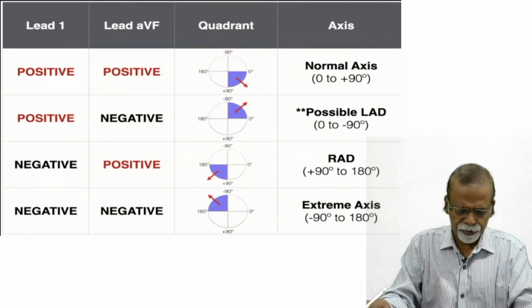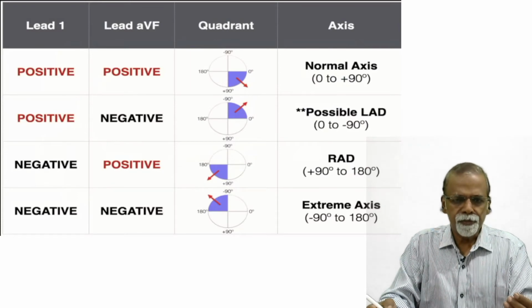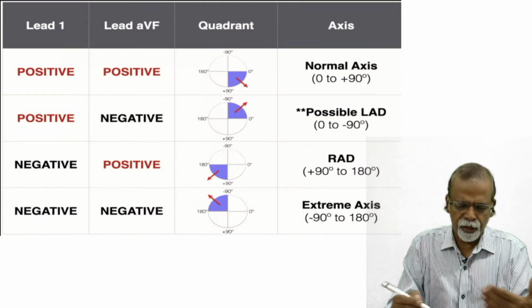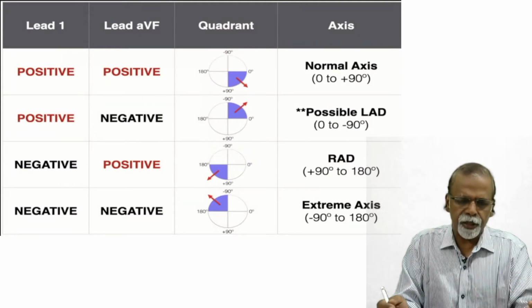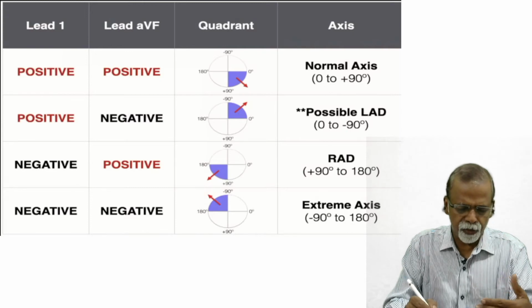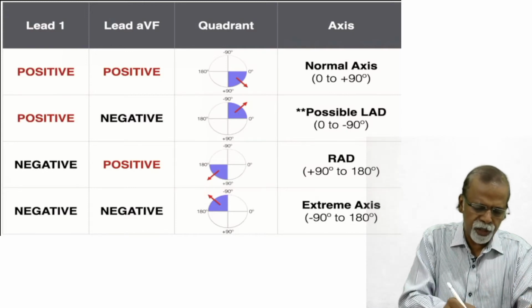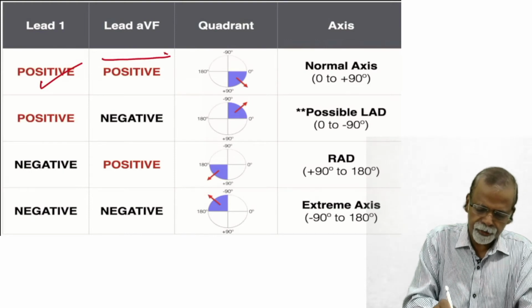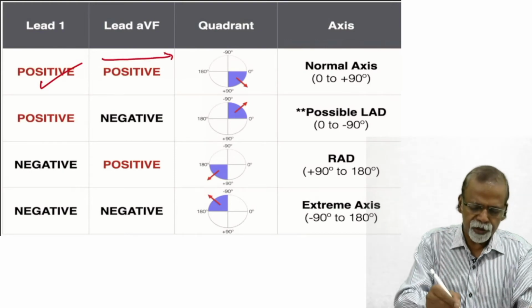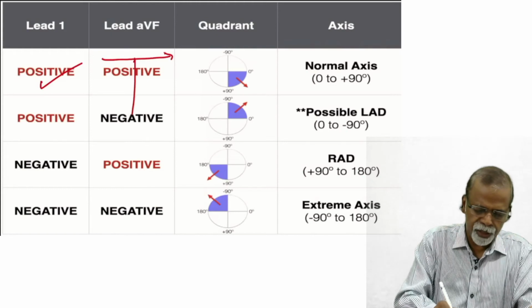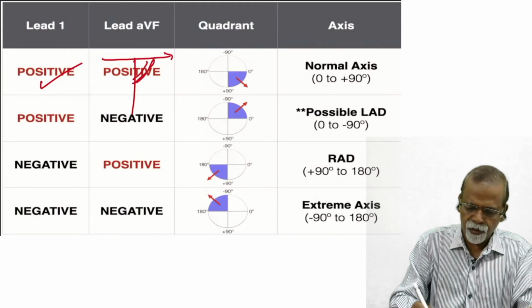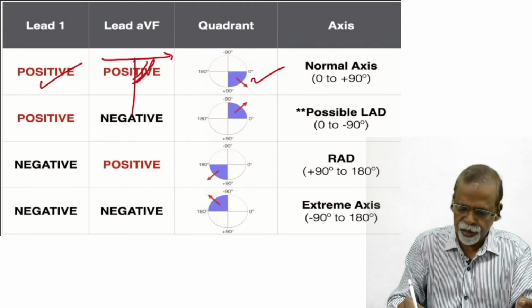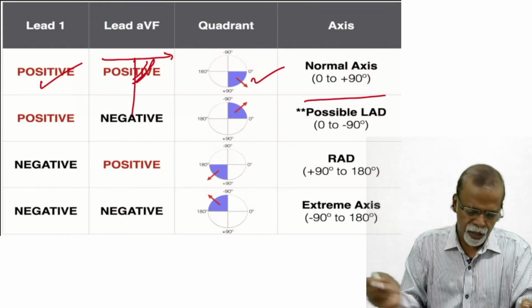This is a summary which we have already said in detail. You can draw these pictures and then try to understand. It's not easy to remember by heart. So lead 1 positive, you remember, this current is going in this direction. AVF is positive, that means the current is going in this direction. So this is the right lower quadrant. You can see this picture. This is normal axis.